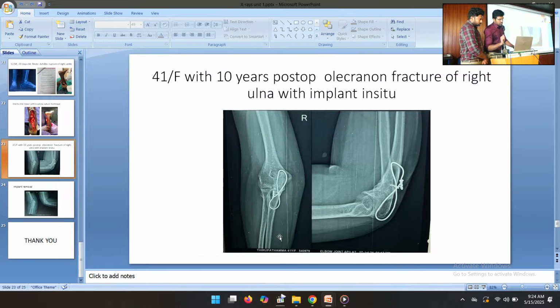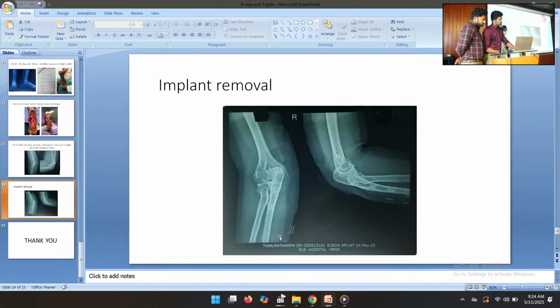41 years female with 10 years post-op fracture of right ulna, sir, with implant in situ. We had an implant.